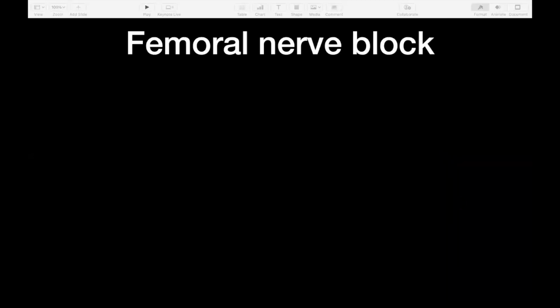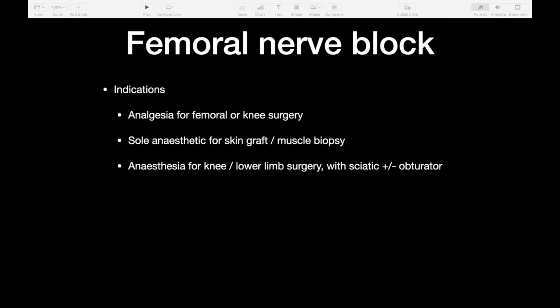So first of all, we'll talk about the femoral nerve block, which might be used to provide analgesia for femoral or knee surgery. Could be used as the sole anaesthetic for skin graft or muscle biopsy. And it could be used to provide complete anaesthesia for knee or lower limb surgery, but would have to be combined with sciatic and/or obturator nerve blocks as well.